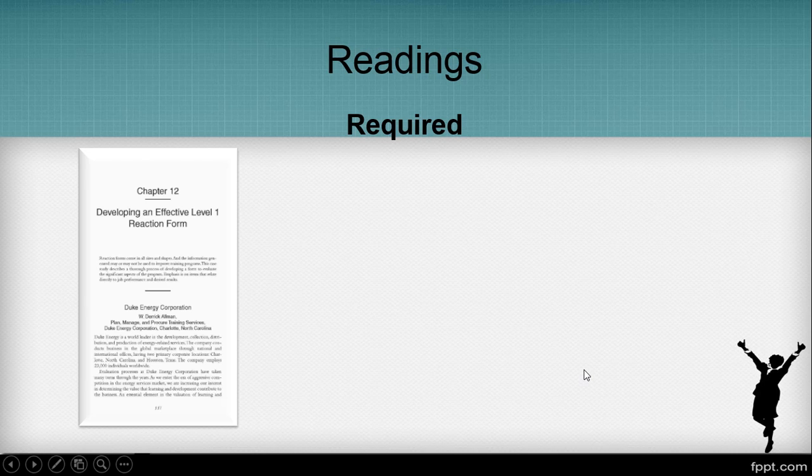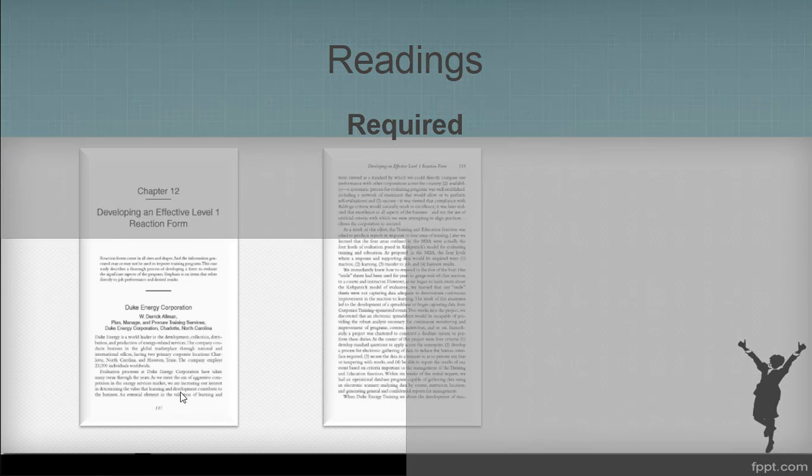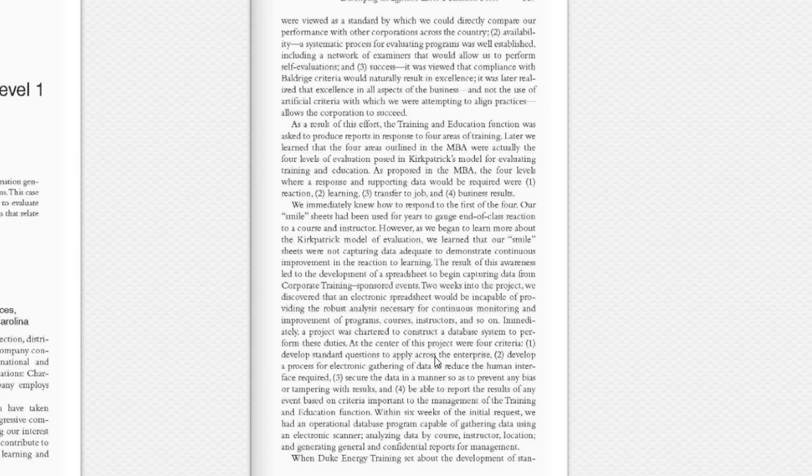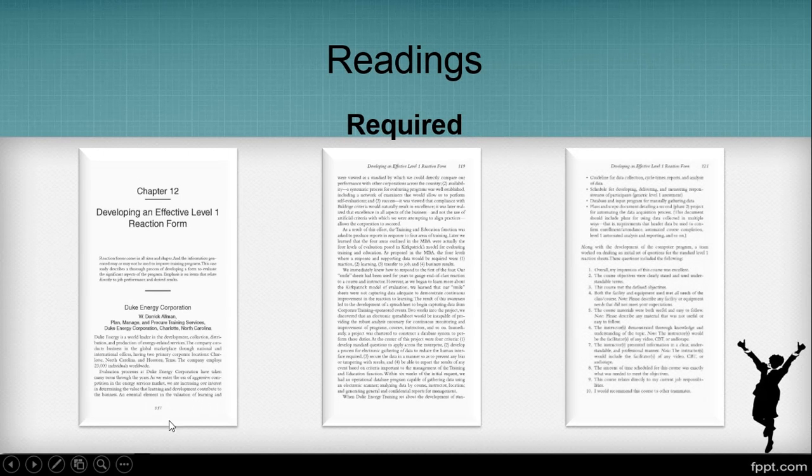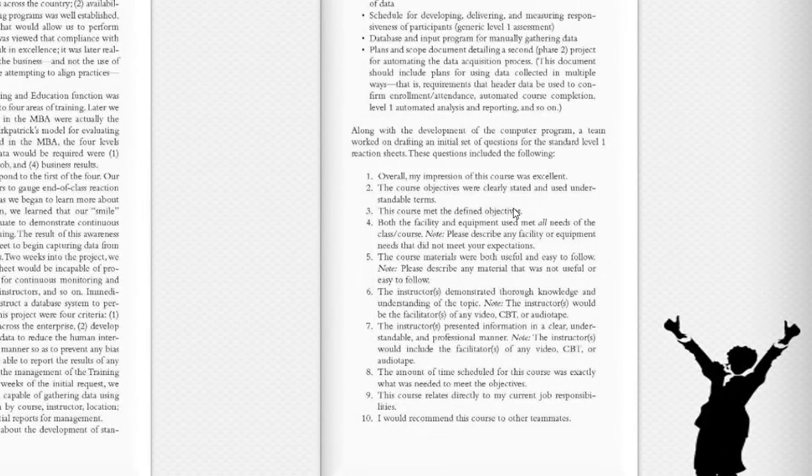The next one is Chapter 12, Developing an Effective Level 1 Reaction Form. And what you get out of this one is things like criteria that these people went through as they were going through the process of developing their evaluation form, as well as things like ideas on the kinds of questions that you can include in your sheets.